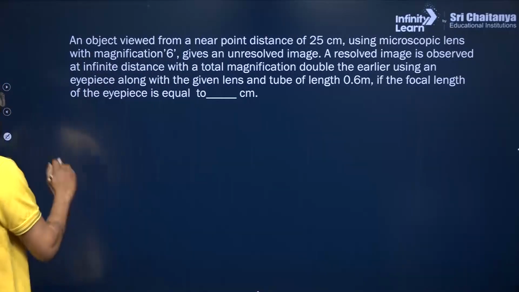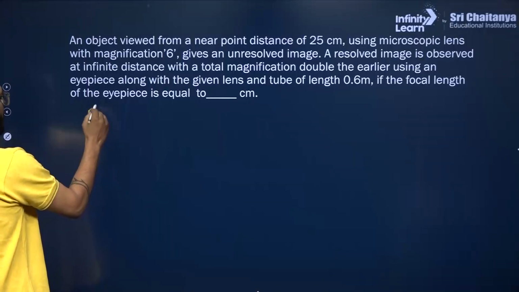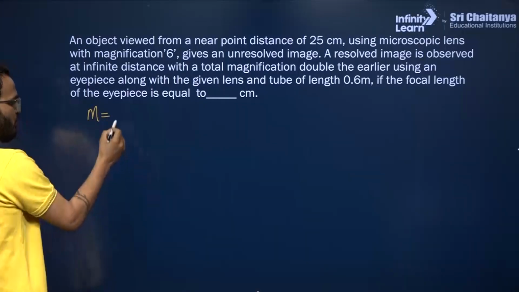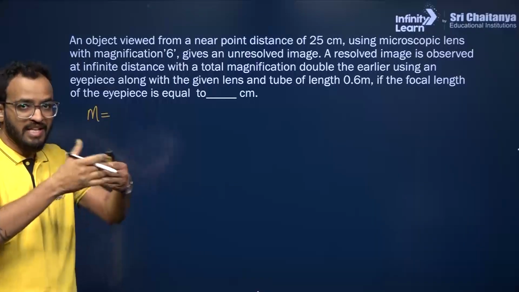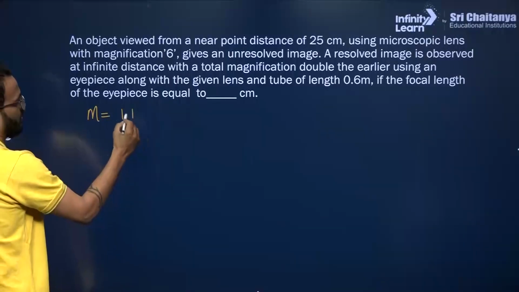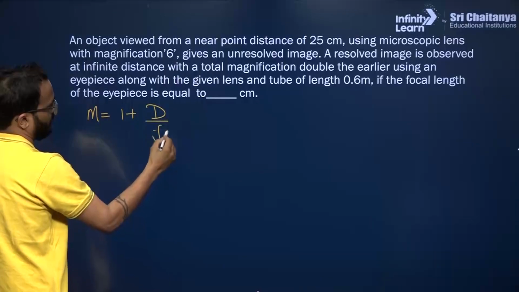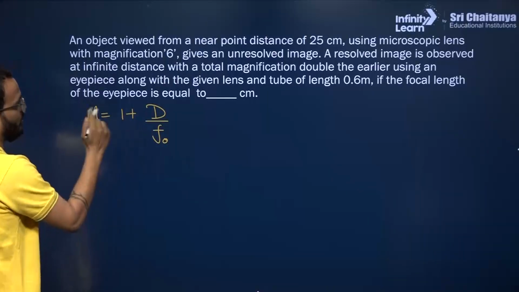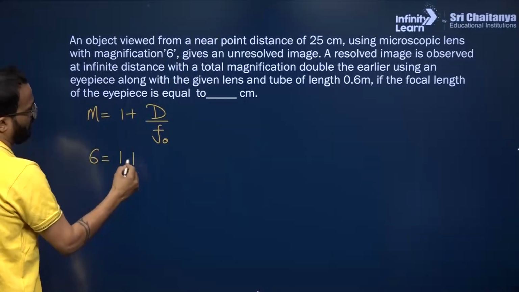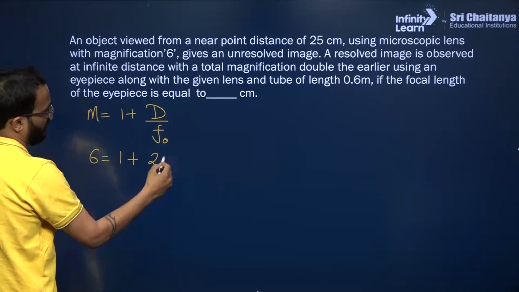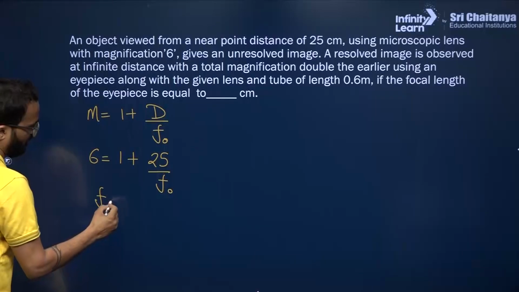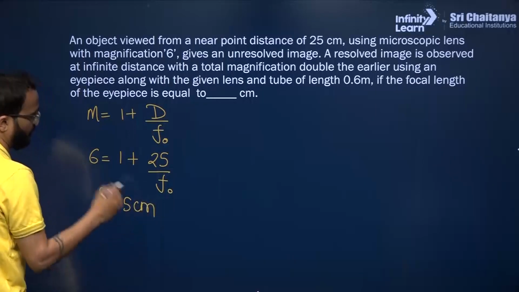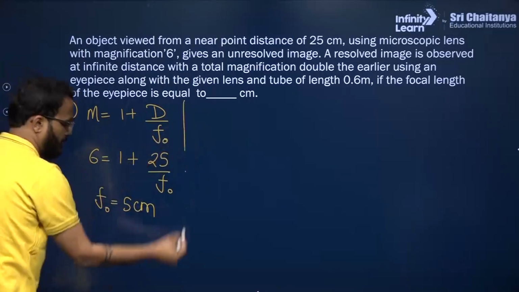Okay, so in this they have already given us that magnification for a simple microscope for near point adjustment is 1 plus d by f naught. Now this is how much given, 6 is equal to 1 plus 25 upon f naught. So f naught will come out to be 5 centimeter. This is the first step here.